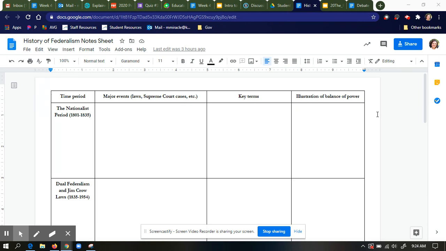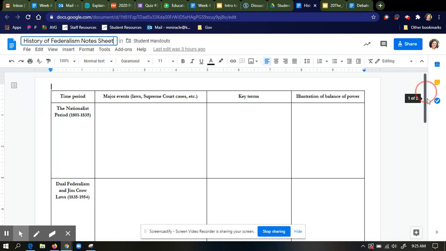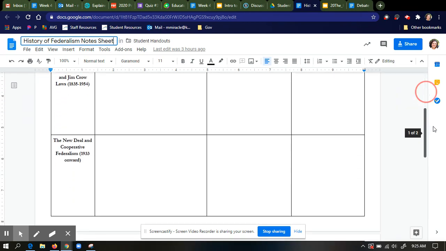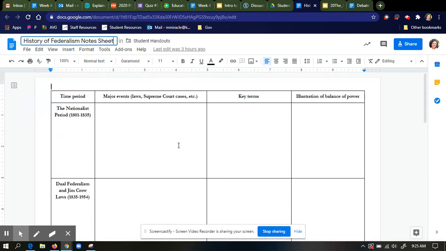So normally, because this is a more direct instruction kind of heavy lesson, I do give kids this note sheet. You'll find this in the week 4 document as just a way to sort of organize what we're talking about today. So we're going to go through the history of American federalism through various periods. You can see here, starting with the nationalist period and then moving throughout history. If you want to make a copy of this or print a copy or just put something like this in your notes, it might be helpful for you.